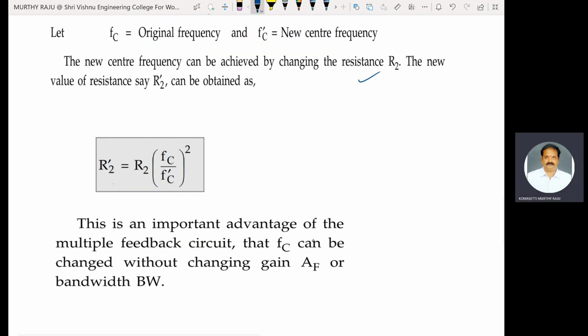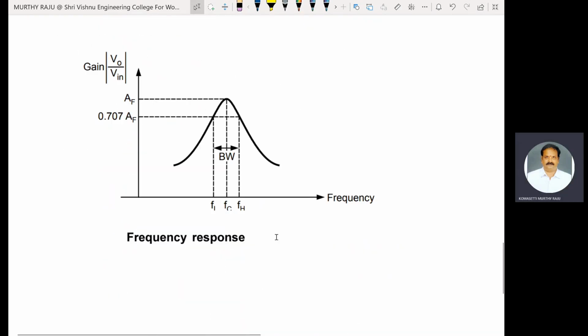This is an important advantage of the multiple feedback circuit: FC can be changed without changing the AF or bandwidth. The center frequency of the narrow band pass filter can be changed without changing the gain and bandwidth of the filter.